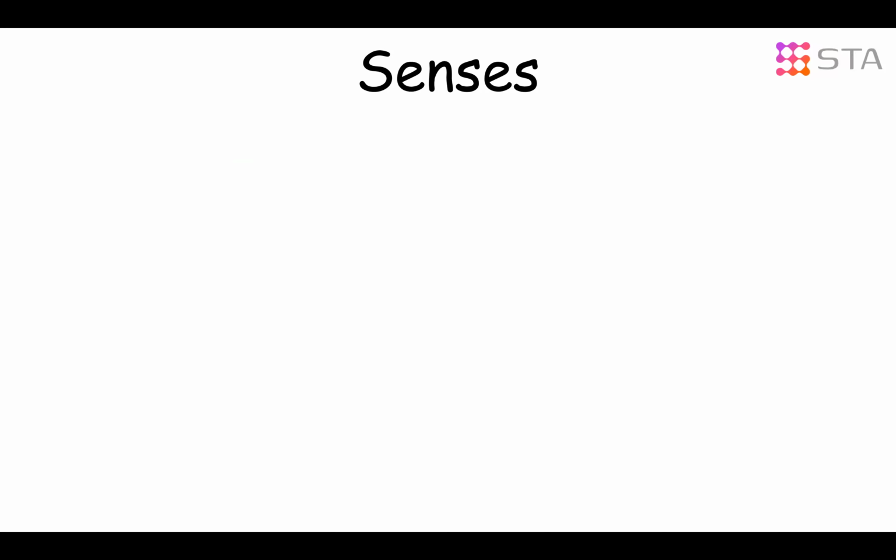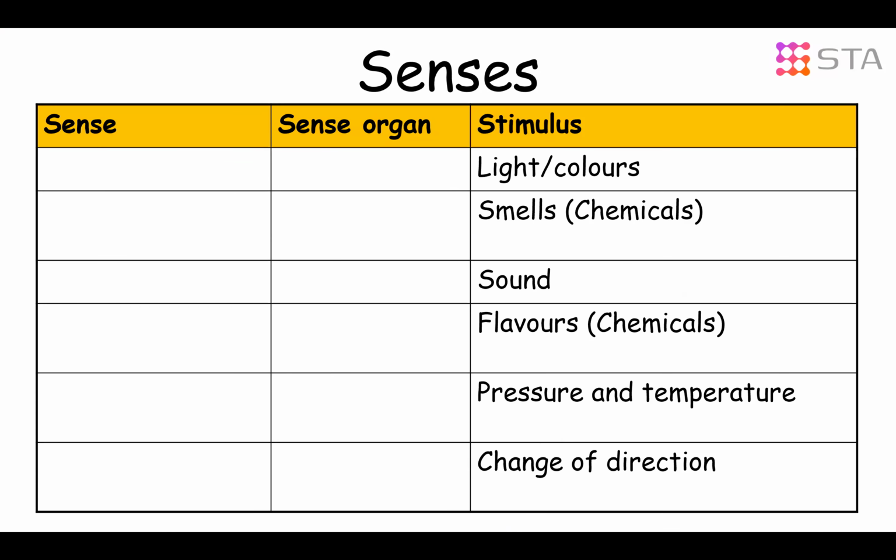Okay, what we're now going to do is we are going to insert that information into this table. So there are three columns on this table. The first column is the actual common name of the sense. The second column is the actual sense organ, which you will have to identify, which is involved in the sensing. And the third column is the stimulus. Now, a stimulus is the change in the surroundings that the sense organ is actually picking up.